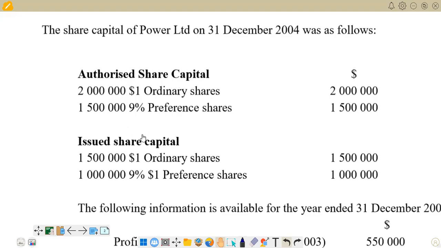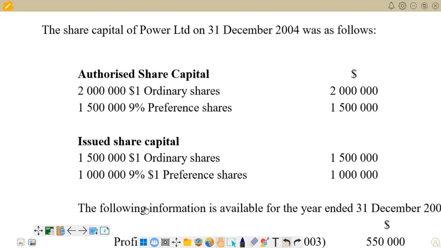Remember, authorized share capital, we are just going to show it as a disclosure in the statement of financial position or the balance sheet, and then we close the balances. They are not going to affect any calculations that we are going to make, but we show it in this balance sheet extract. And then the issued share capital is the one that is going to affect the calculations that we are going to make in the balance sheet.